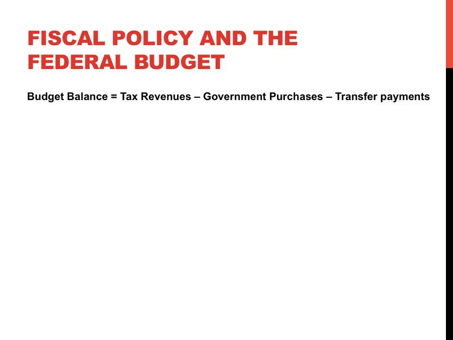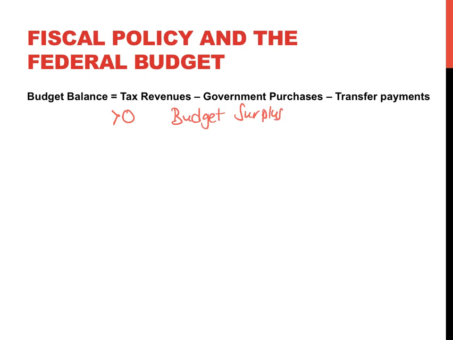So now I want to talk a little bit about the budget balance. The budget balance is just the money that the government brings in, which is tax revenues, minus the money that they spend. So government spending on goods and services and transfer payments. And so when the government brings in more money than they're spending, it's running a budget surplus. So if the budget balance is greater than zero, the government is running a budget surplus.